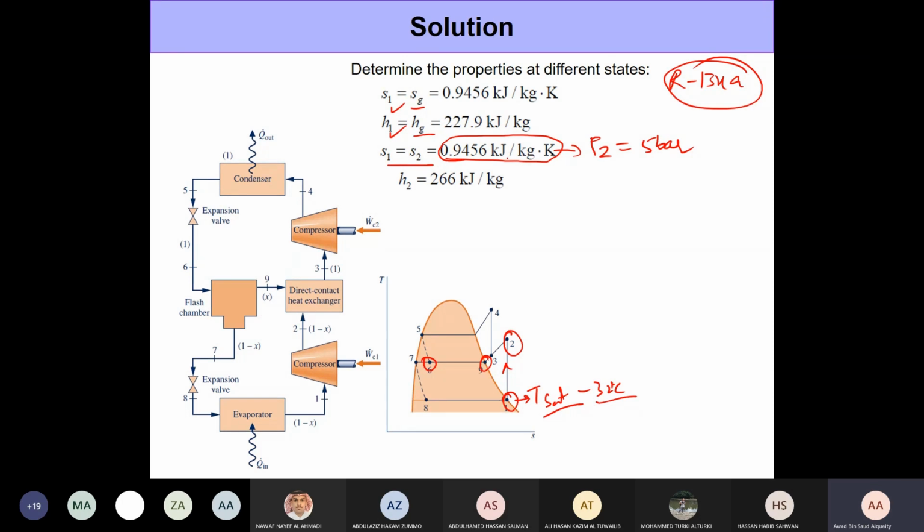So by using these two properties, we can locate state 2 and then through interpolation determine the enthalpy at state 2. This is something that you'll get from superheated vapor tables. These tables are also there for R134A. So once you do that, this is the value for H2 that you get. Now we have H1 and H2. Now let's go and try to find the other easy stuff.